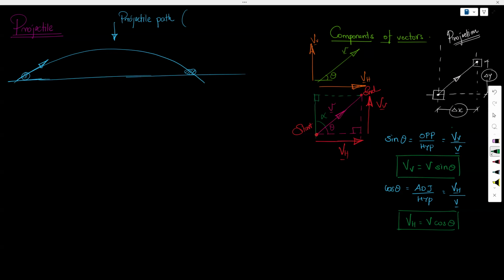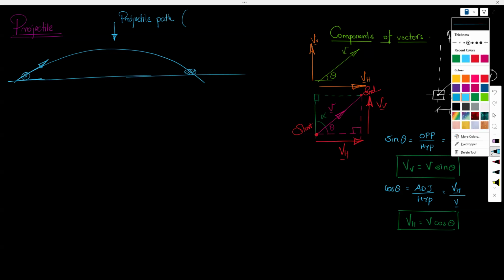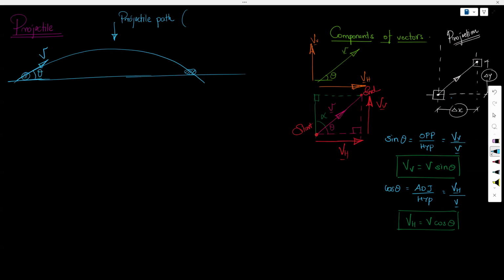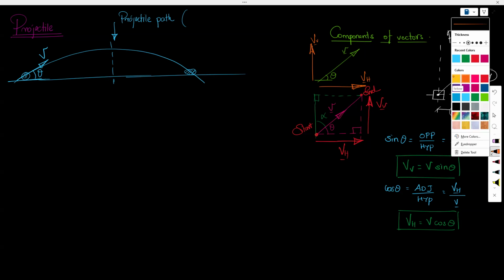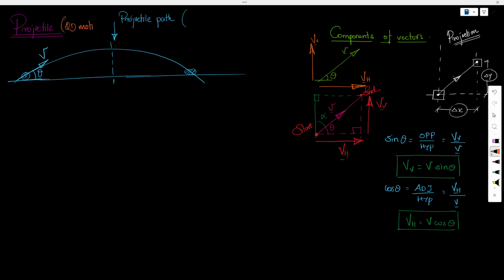Now going back to the projectile path. We are throwing an object at a particular angle with the horizontal. And as we can see, this object is moving in the upward direction initially. After it reaches the maximum height, it is coming down. Meanwhile, it has also moved in the horizontal direction. So it has two directional motion. That is why we call this 2D motion as well. So projectile motion is a 2D motion, right?